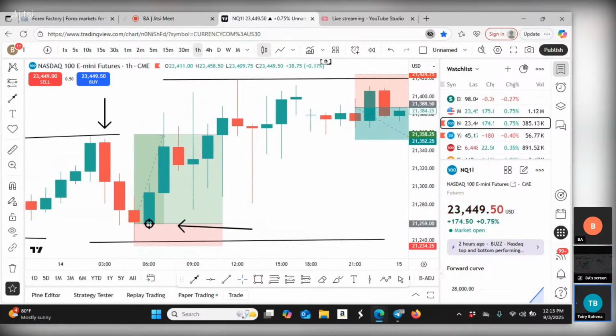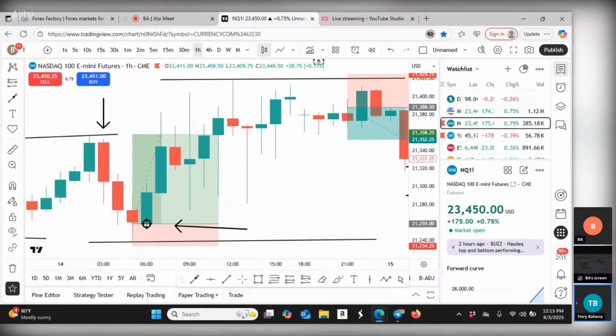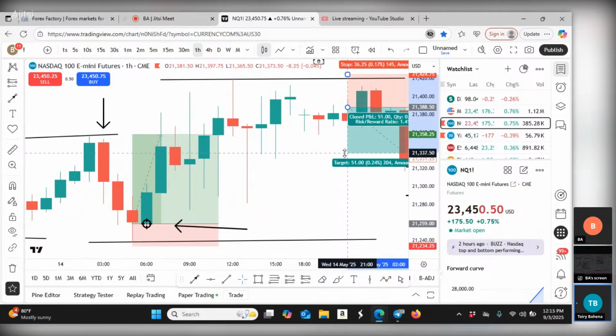I would like to do either, I mean, a 1-to-1 is nice for take profit, but a 2-to-1 take profit is nice as well. Where would you take your profit at?